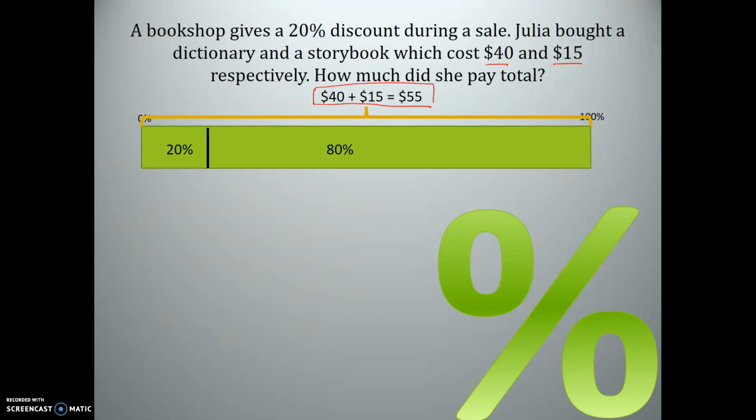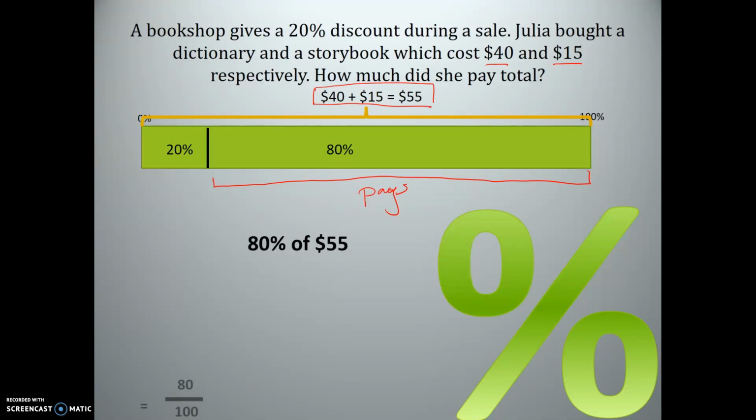Now, if the bookshop is giving a 20% discount, that means she's only going to have to pay 80% of the cost of the items. Okay, so this portion right here is what Julia pays. All right, so if we're asking the question, how much did she pay total? We want to find 80% of $55.